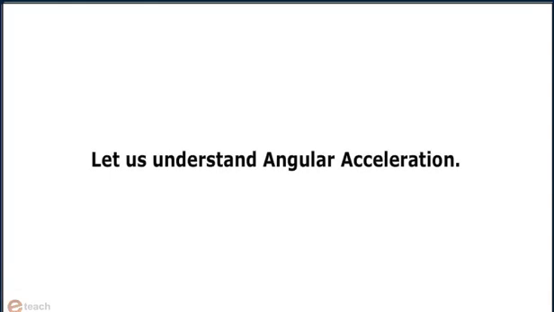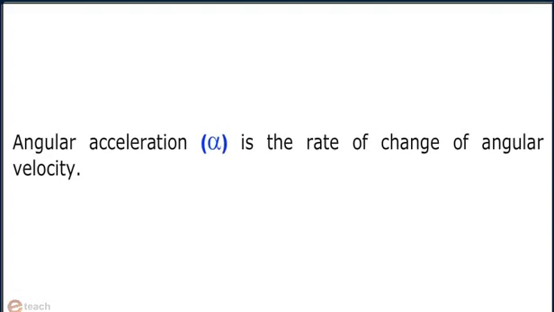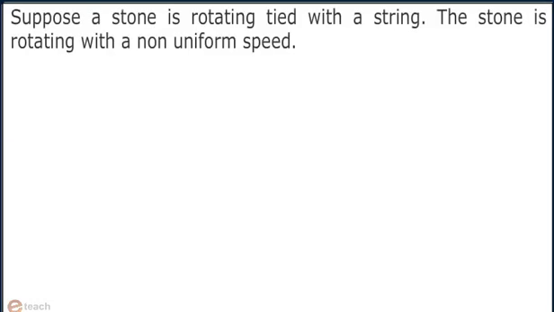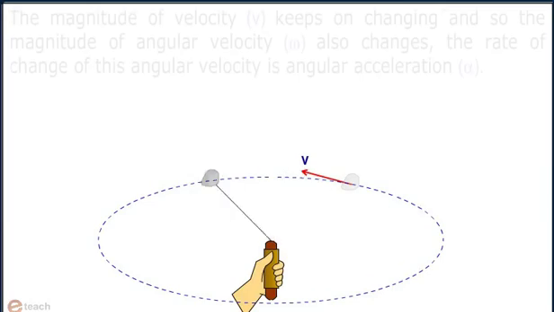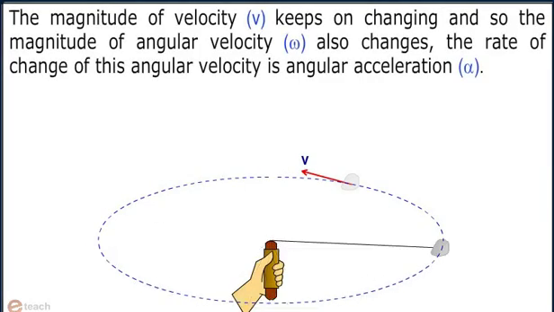Now, let us understand angular acceleration. Angular acceleration alpha is the rate of change of angular velocity. Suppose a stone is rotating, tied with a string. The stone is rotated with a non-uniform speed. The magnitude of velocity v keeps on changing, and so the magnitude of angular velocity omega also changes. The rate of change of angular velocity is angular acceleration alpha. Thus, alpha equals d omega by dt.